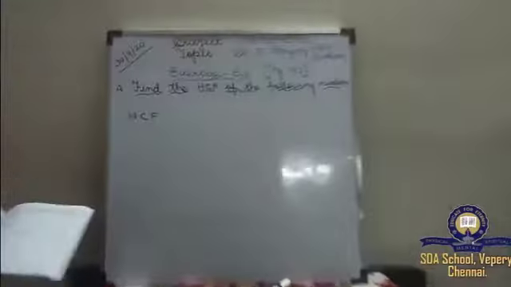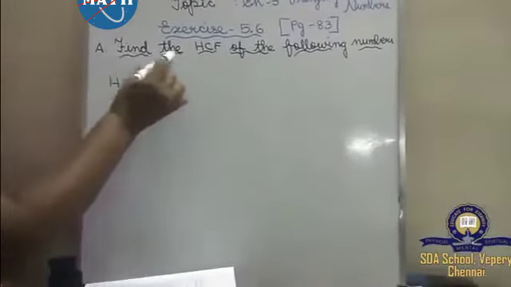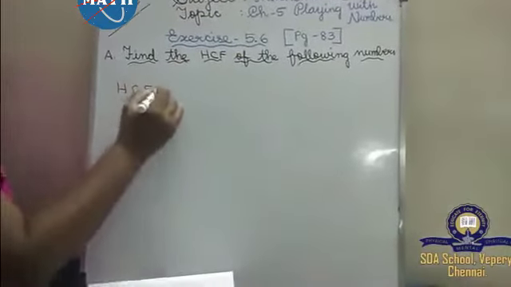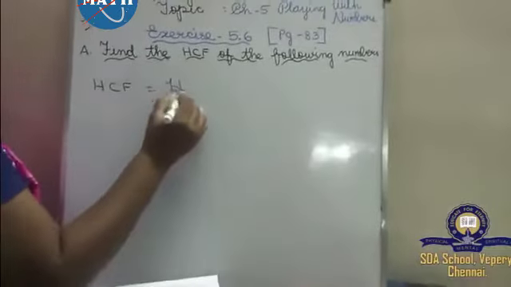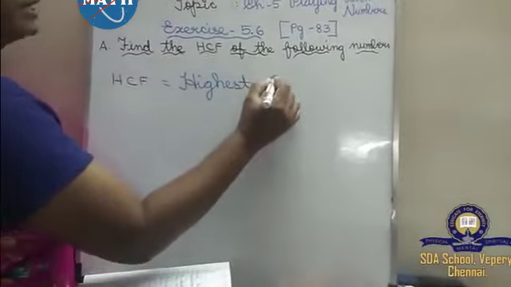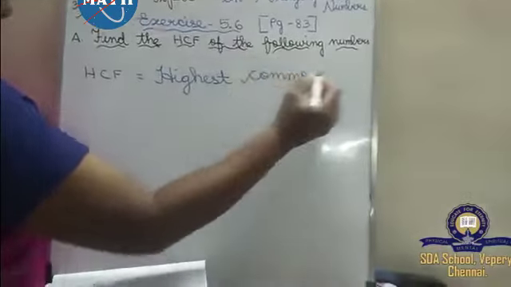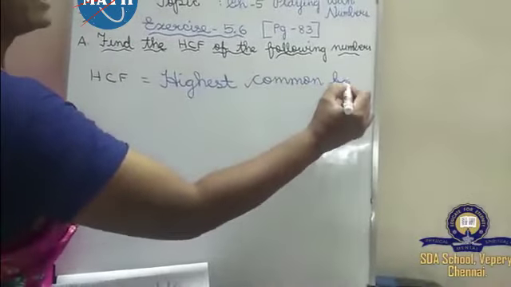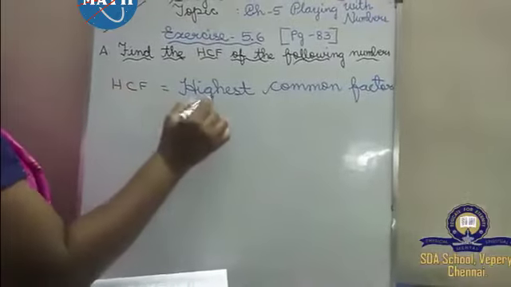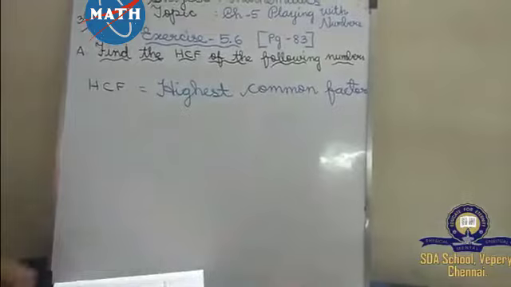Okay, first what we are going to see is find the HCF of the following numbers. HCF means what children? Highest common factor. For exam, till exercise 5.7 it will come. Understood children? Okay, today we are going to learn 5.6. HCF means highest common factor. Okay children? First we will do the first sum.